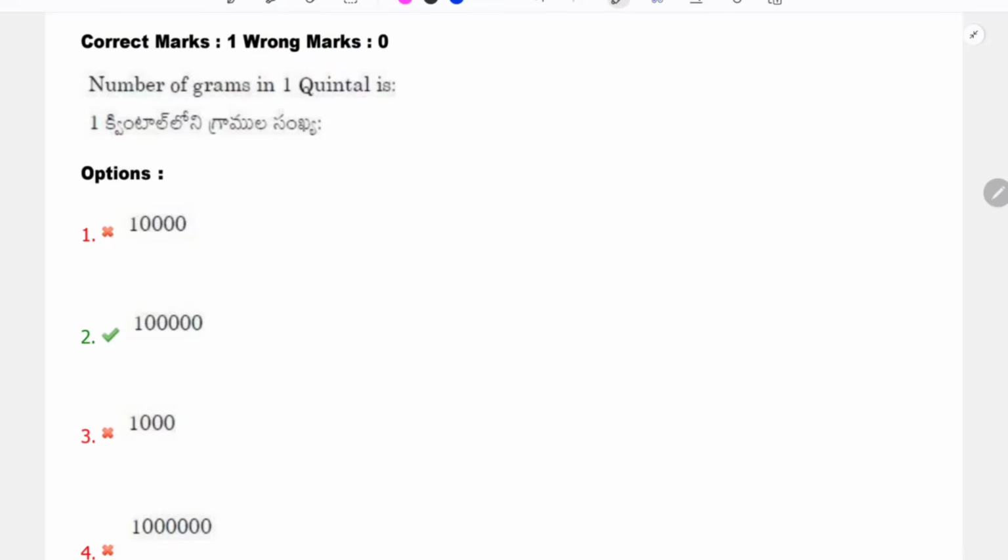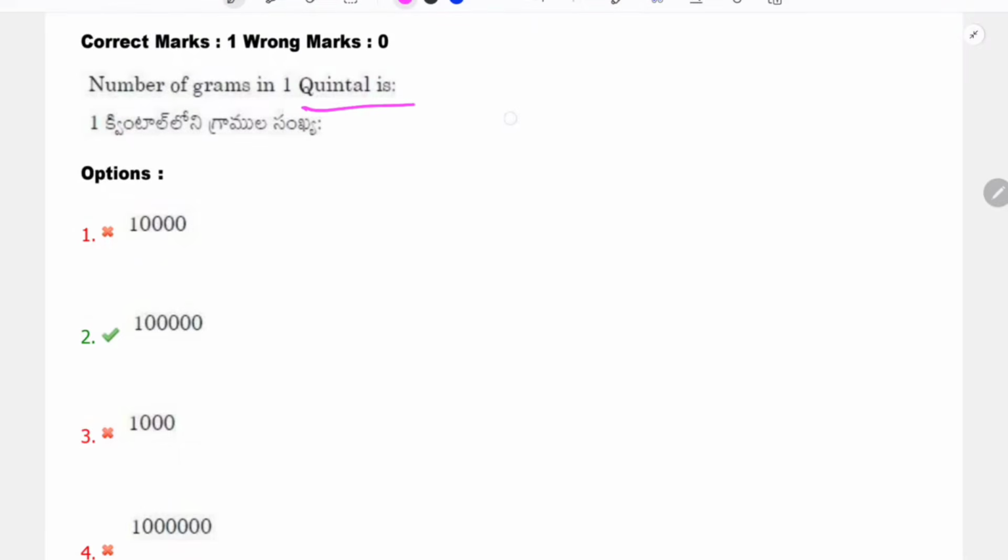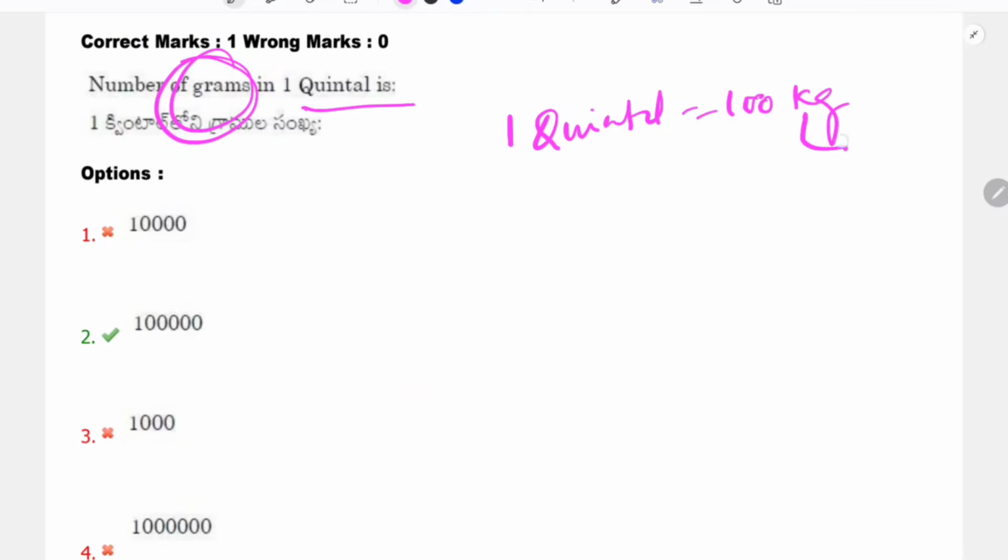Very easy, basic question. 1 quintal means how much? You should know 1 quintal equals how many kgs? 100 kgs. We have to convert this to grams. Simple. 100 into 1 kilogram, equal to how many grams? 1 kilogram is 1000 grams. Right or not?